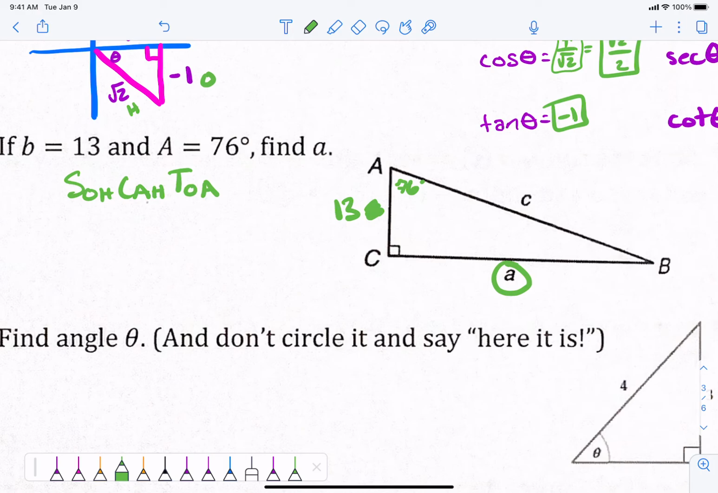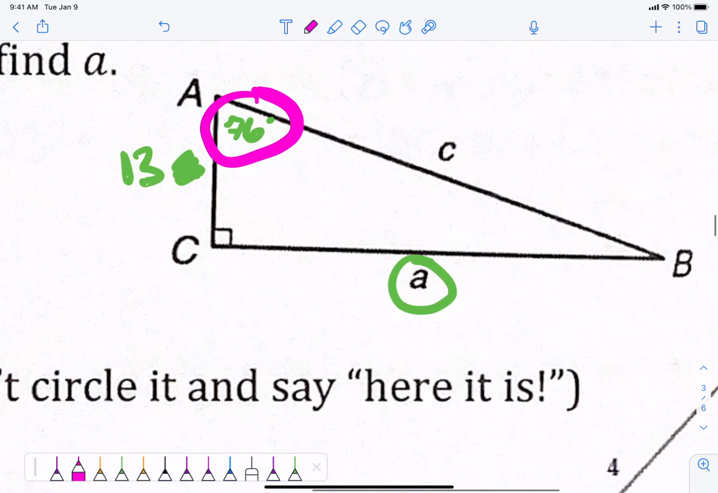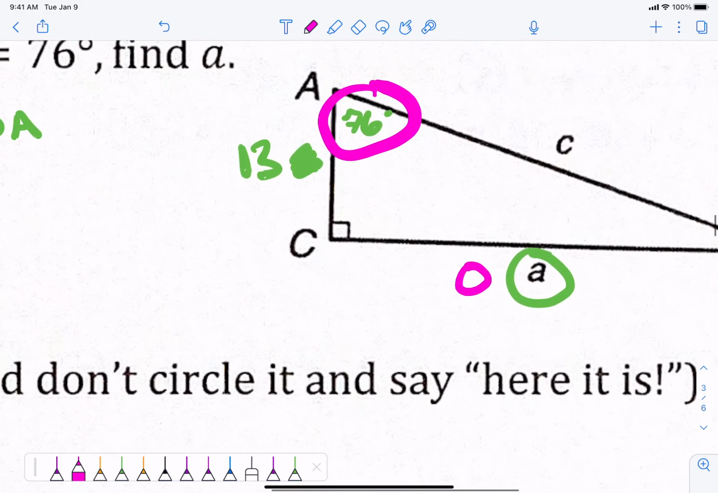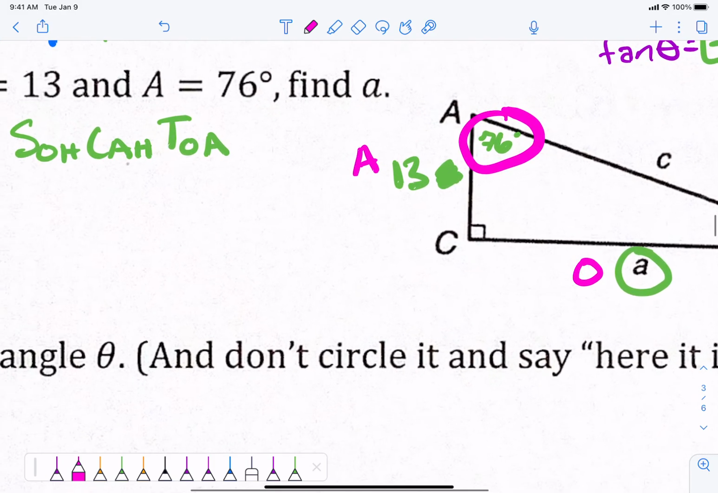So we have an angle, and we have a side, and then the other side we're solving for, so we have an angle and 2 sides. So we have to label which one we're using. So I have 76, and what is little a in relationship to 76? Opposite, and what's 13? The adjacent, okay? So which trig function are we going to use?